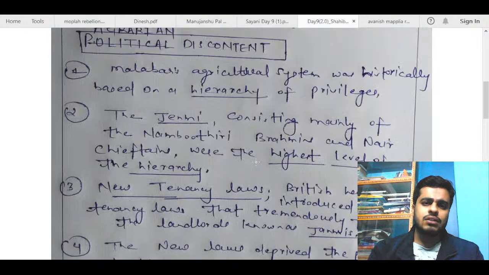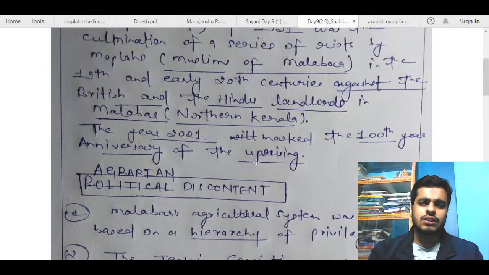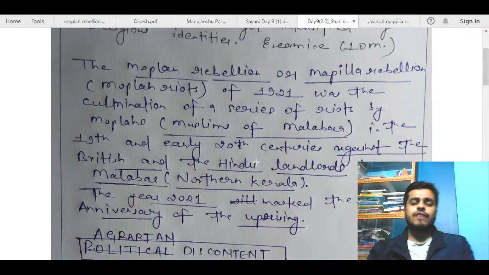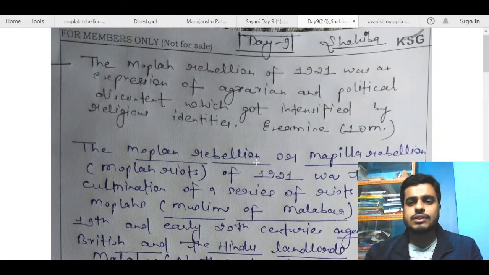This agrarian part you have written, I think, well, and the introduction is also fine. So 4.5 out of 10, I think you will get for this answer, Saiba.